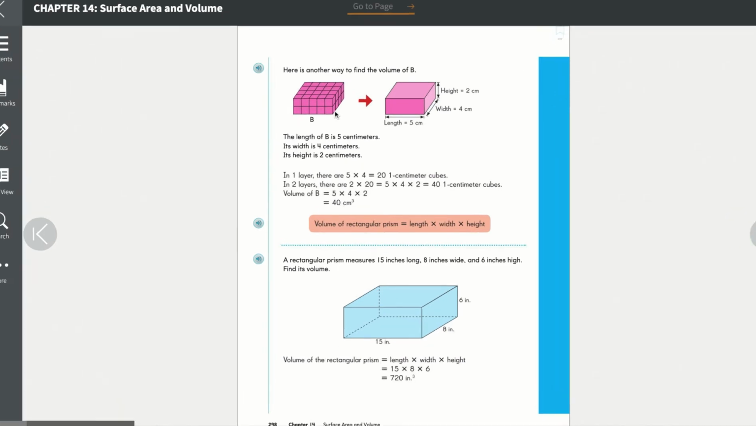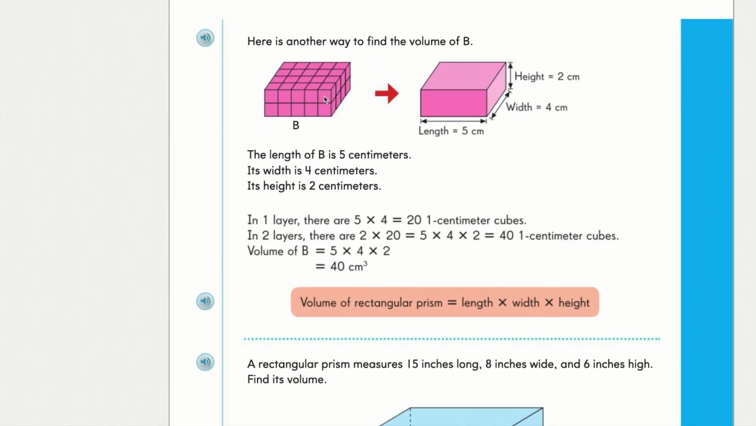Here's another way to find the volume of B. If you didn't have it all broken into these little cubes, if you know that the length of B is 5 centimeters and its width is 4 centimeters and its height is 2 centimeters, in layer 1, there are 5 times 4 equals 20 1 centimeter cubes. In 2 layers, there are 2 times 20 equals 5 times 4 times 2 equals 41 centimeter cubes. Or if you use the formula of the length times the width times the height, it would be 5 times 4 times 2 equals 40 centimeters cubed. So you'd get the same answer whether you were counting cubes or using multiplication to solve.